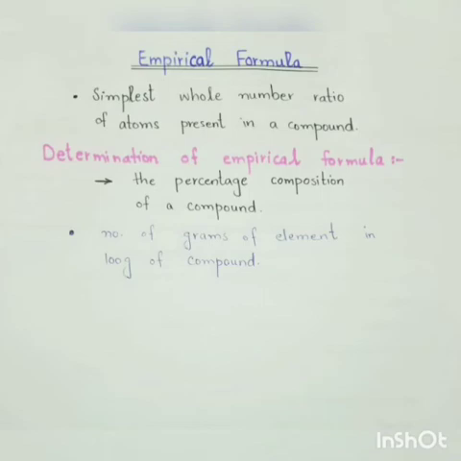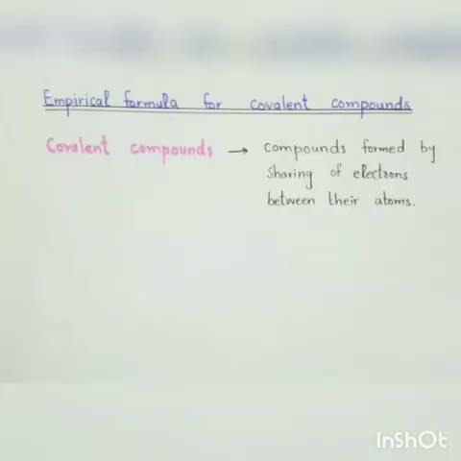The percentage composition of a compound means the number of grams of an element in 100 grams of the compound. It means it is the percentage composition of the elements present in a compound. Now we are going to discuss empirical formula for covalent compounds. Before discussing it, we first have to discuss covalent compounds.